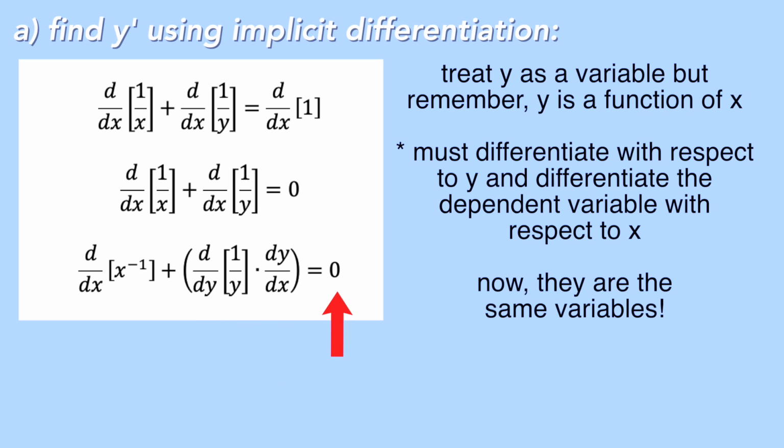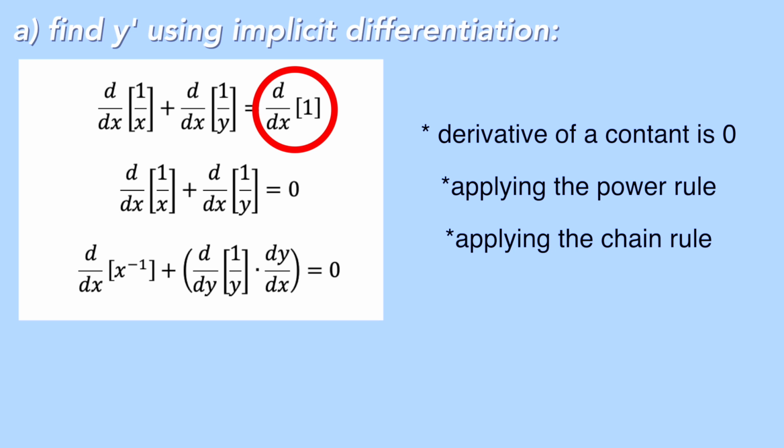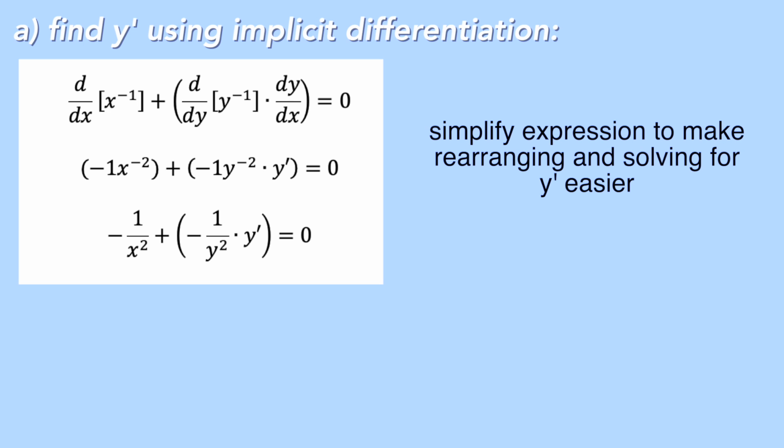and that is equal to 0. So again, the derivative of a constant is 0, and we will be applying the power rule and chain rule. By applying the power rule, we get negative x to the power of negative 2 for the first term, plus negative y to the power of negative 2, multiplied by y prime. Now we are simplifying the expression to make rearranging and solving for y prime easier. So now we have negative 1 over x squared plus negative 1 over y squared multiplied by y prime, and that is of course equal to 0.